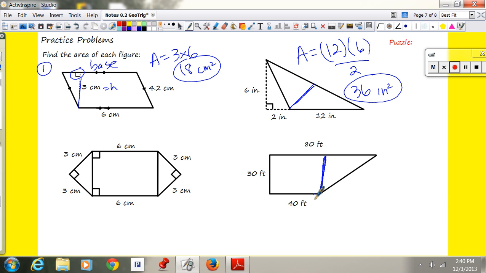1200. Oh yeah, there's 2 zeros. The 30 has a 0 and the 40 has a 0. So 1200. And on this one, you're going to have a 30 times a 40 again, but this time you got to divide it by 2. 600. So this one's going to be 600.